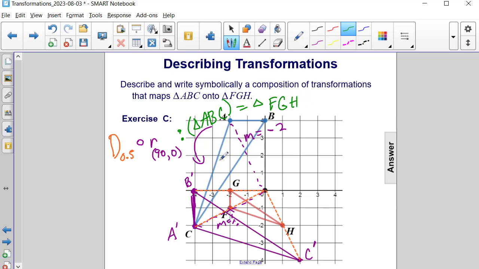FGH. Now the question is, could I have also dilated it by the scale factor of 1/2 first and then rotated it? The answer to that one is yes. So therefore you could also rewrite this solution as a rotation of 90 degrees about the origin after a dilation with a scale factor of 1/2 of triangle ABC is equal to triangle FGH.